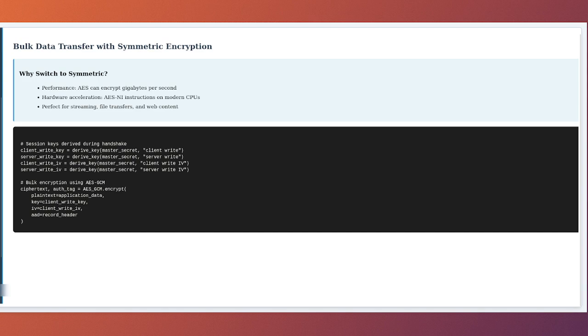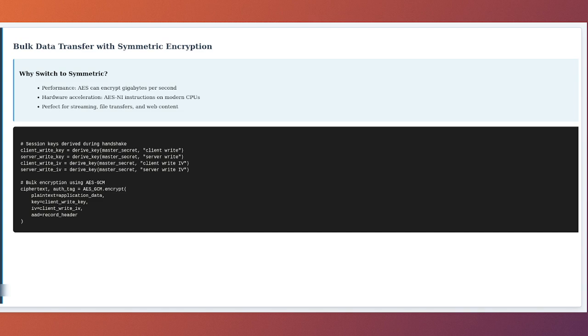But it's not just about encryption. Modern cipher suites are authenticated encryption modes, meaning they provide both confidentiality and integrity. AES-GCM, for example, not only encrypts your data but also produces an authentication tag that proves the data hasn't been tampered with. It's like sending a locked box that would show obvious signs if someone tried to pick the lock.